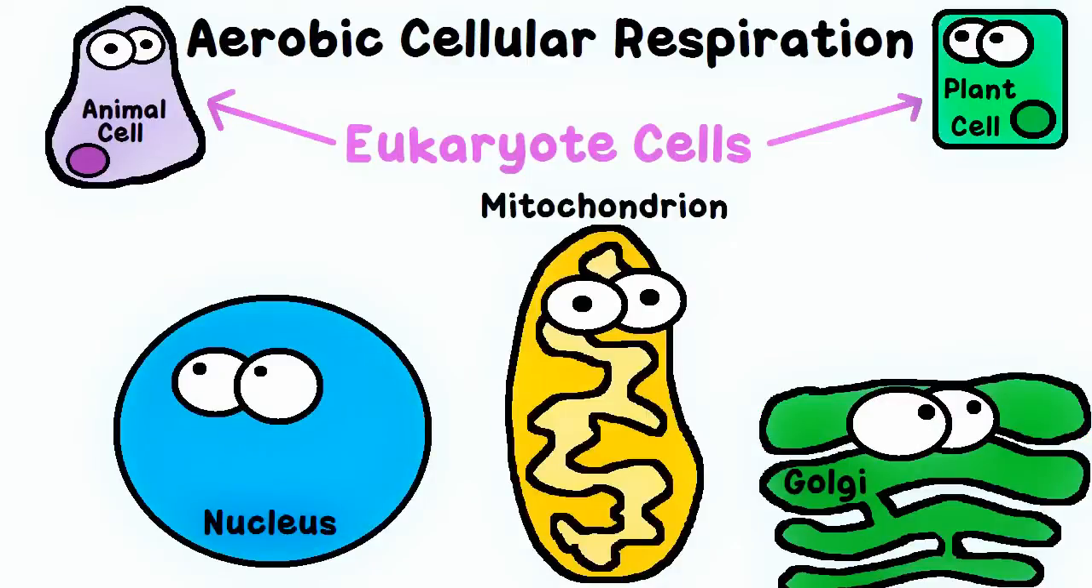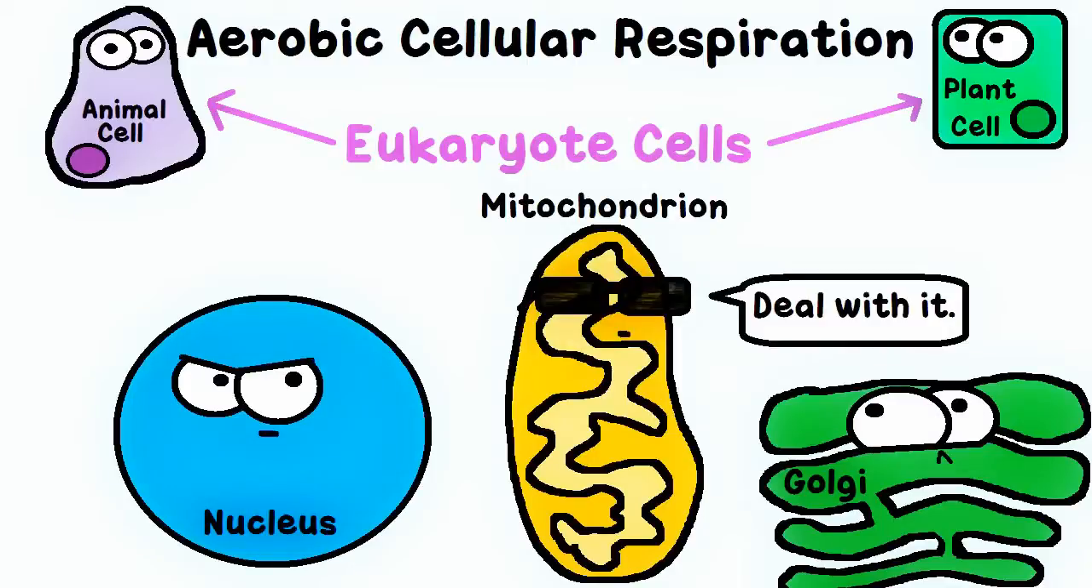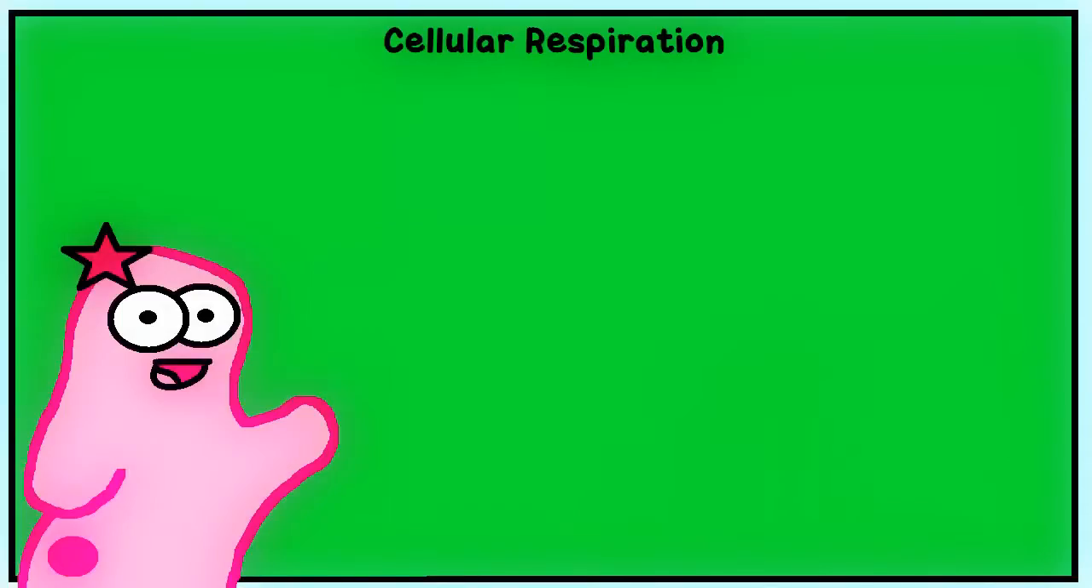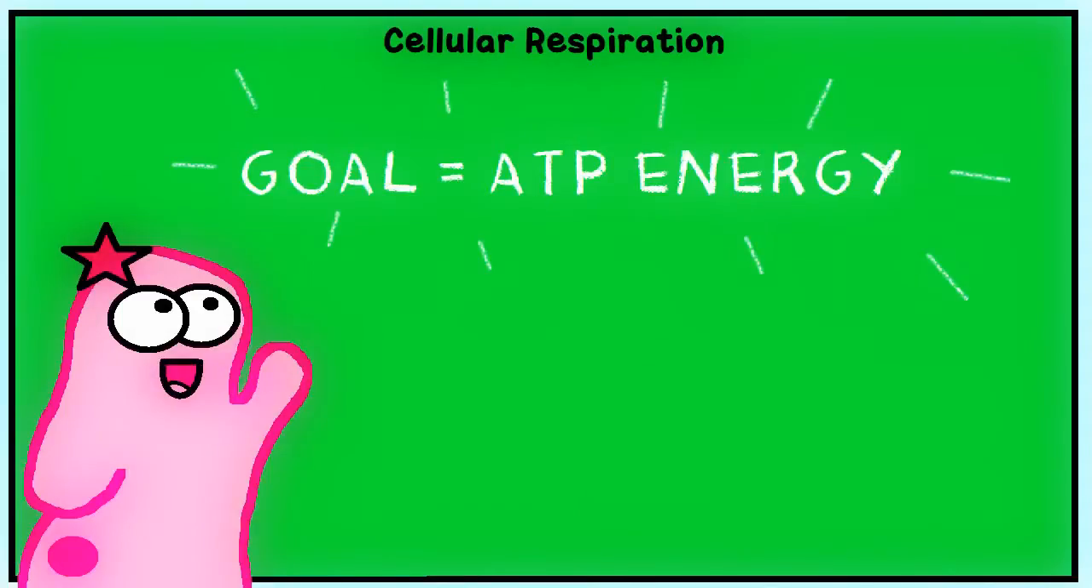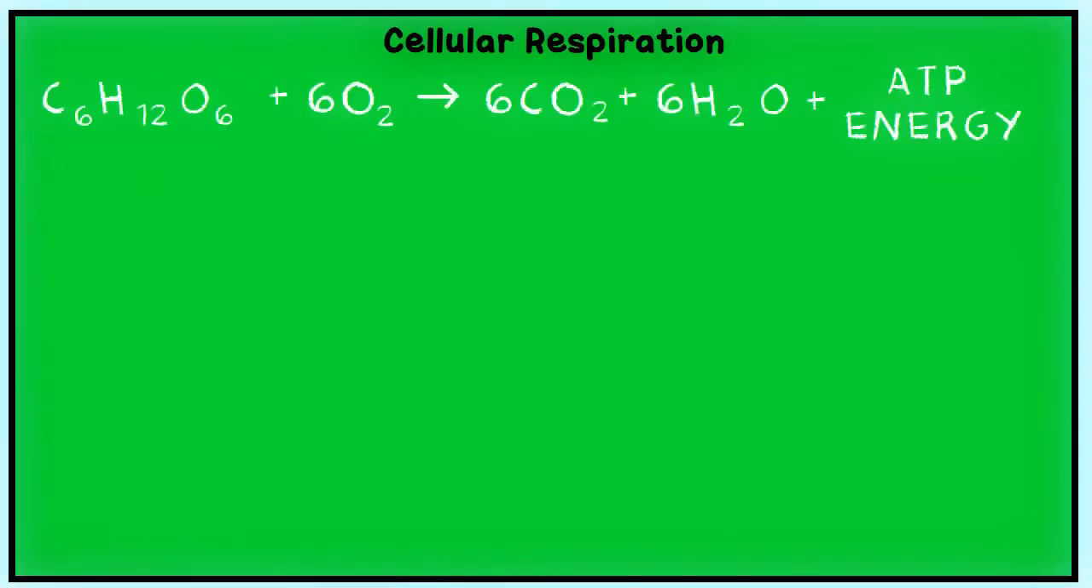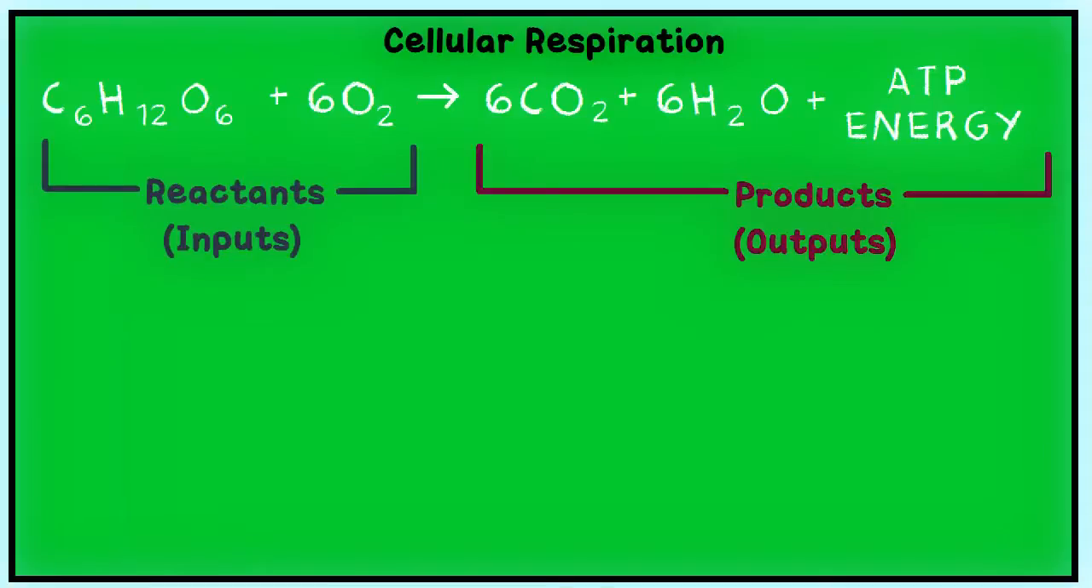Remember that eukaryote cells have many membrane-bound organelles, such as mitochondria. They're going to be kind of a big deal in this. So let's get started. Remember, we are trying to make ATP energy. Let's take a look at this formula. Remember that reactants, the inputs, are on the left side of the arrow, and products, the outputs, are on the right side of the arrow.